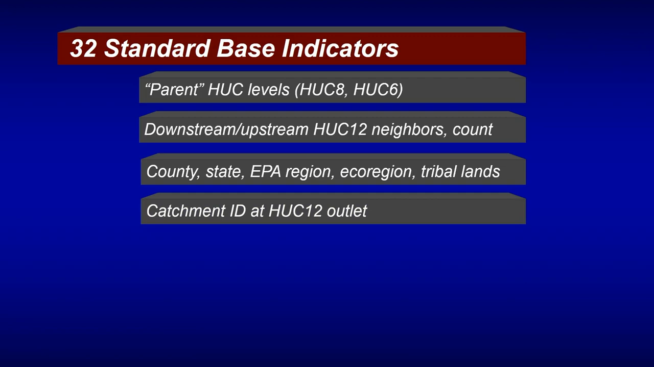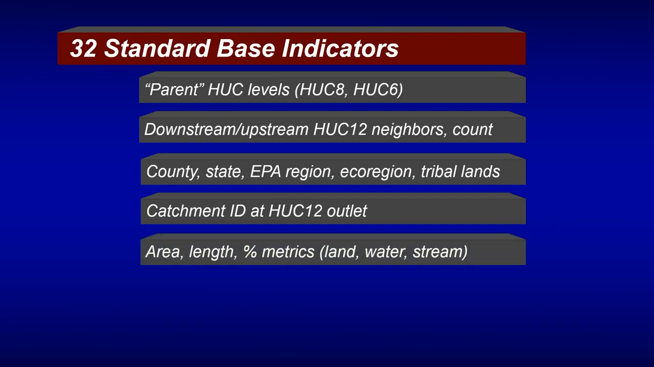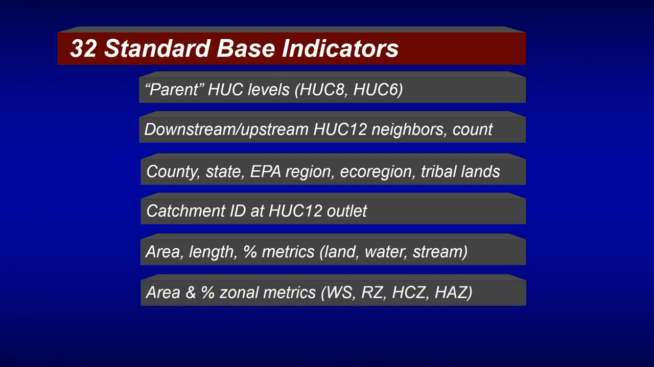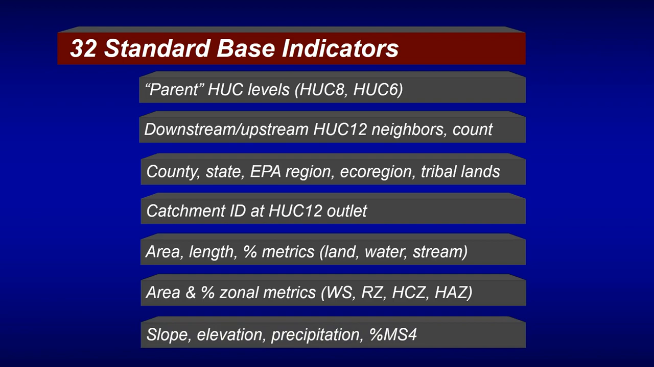Providing the catchment ID at the HUC's downstream pour point provides a way to relate HUC 12s and catchment data sets to one another. Land and water metrics and zonal statistics about the watershed, riparian zone, hydrologically connected zone, and hydrologically active zone are important proportional metrics used also in measuring ecological and stressor indicators. Slope, elevation, and other indicators round out the list. It's easy to use any of these metrics to identify a subset of HUC 12s for a special screening because they're already in the data.